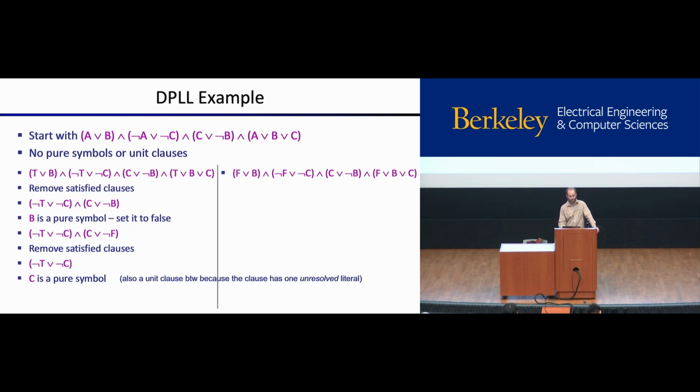So C is a pure symbol, so we set it to the right value, false, and now all clauses are satisfied. So we output true. We didn't need to go down this branch. We got lucky. If we evaluated this one first, I think there wasn't a solution, and then we'd have to go back to this one.